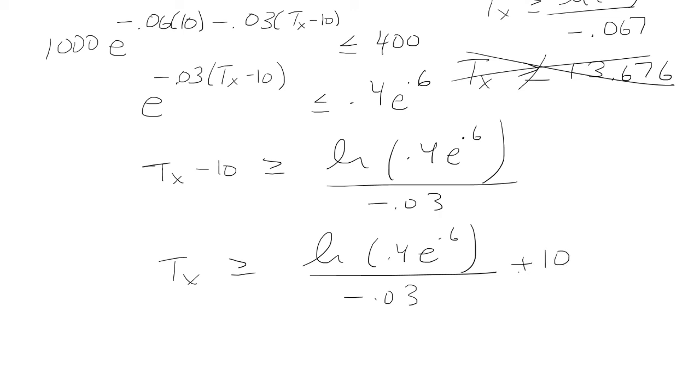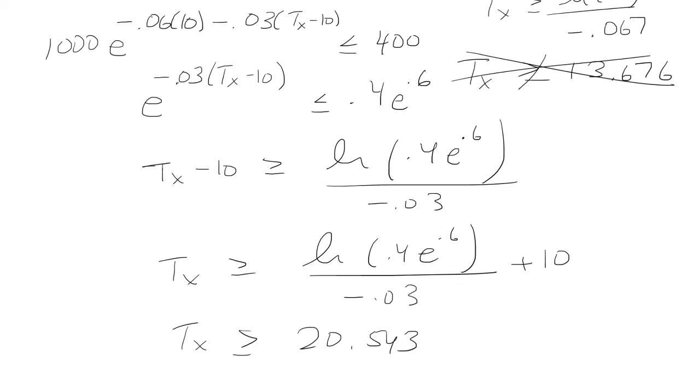So when we find what this is, we'll plug it in the calculator again. So it's ln of 0.4 times e to the 0.6, divided by negative 0.03, plus 10. We get 20.543. So we're looking at the probability of surviving 20.543 years.